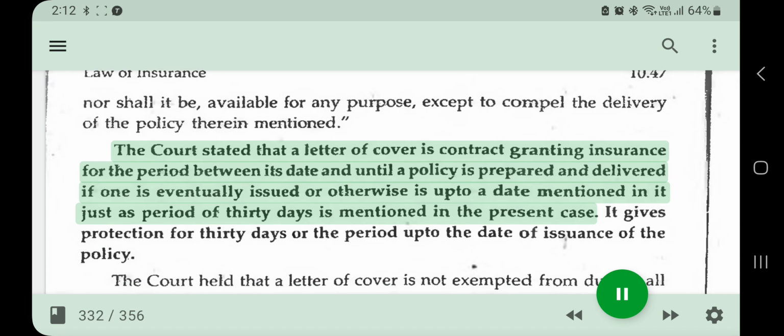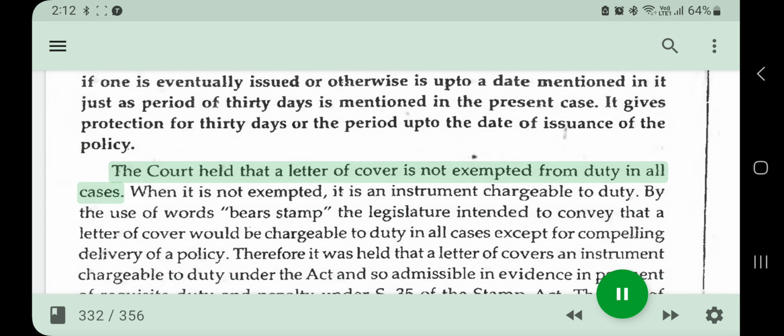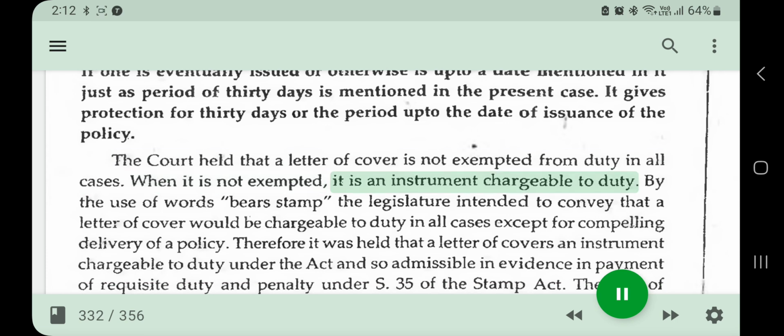The court stated that a letter of cover is a contract granting insurance for a period between its date and until a policy is prepared and delivered if one is eventually issued, or otherwise up to a date mentioned in it, just as a period of 30 days is mentioned in the present case. It gives protection for 30 days or the period up to the date of issuance of the policy. The Court held that a letter of cover is not exempted from duty in all cases. When it is not exempted, it is an instrument chargeable to duty.